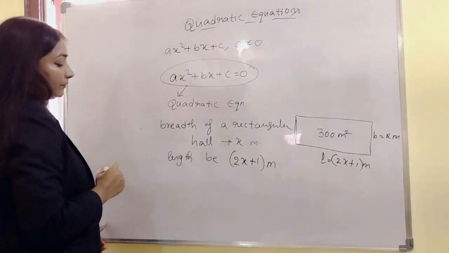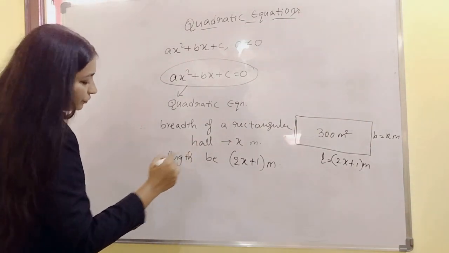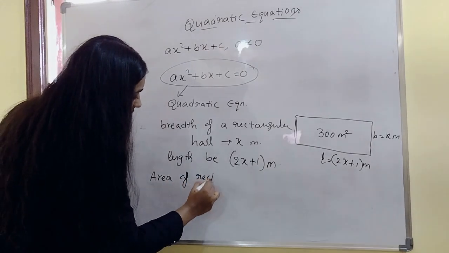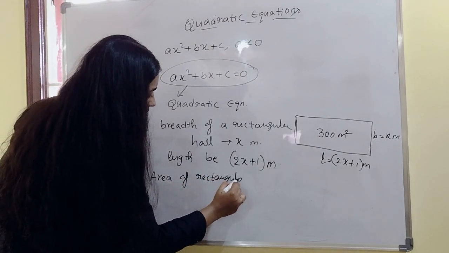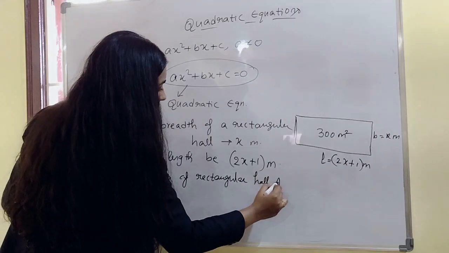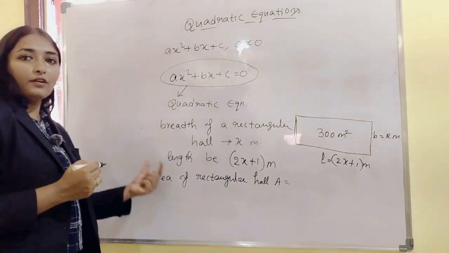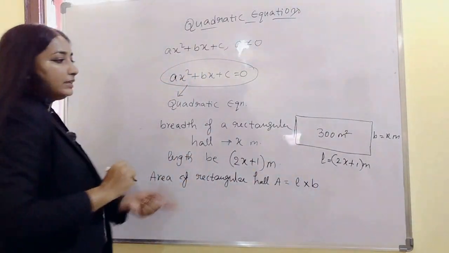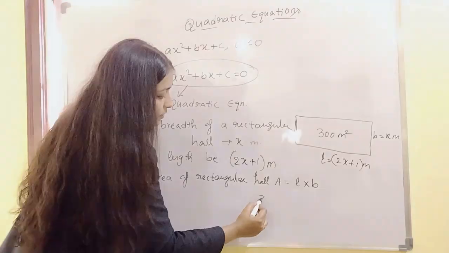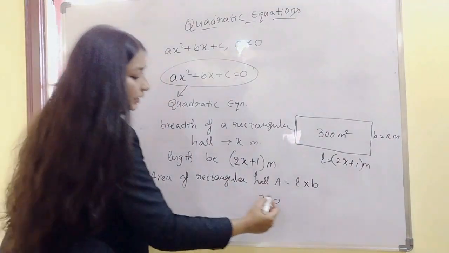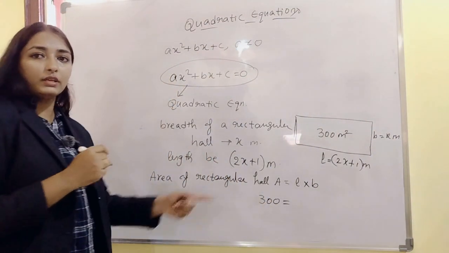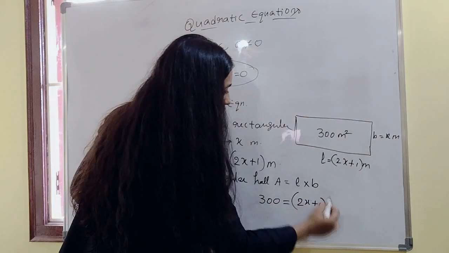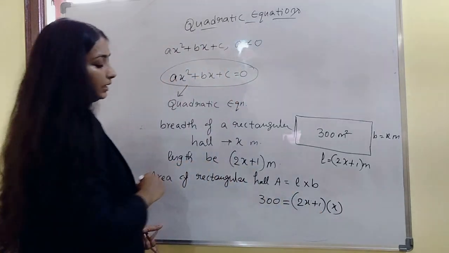Is it clear? So now I will write the expression for area. What is the area of the rectangle? Area of the rectangular hall, A is equal to, what is the area of the rectangle formula? Length into breadth, right? So the area is given, 300 meters square. So I am substituting 300 in the place of area, is equal to, what is the length? 2x plus 1, into, what is the breadth? x. Okay, is it clear?